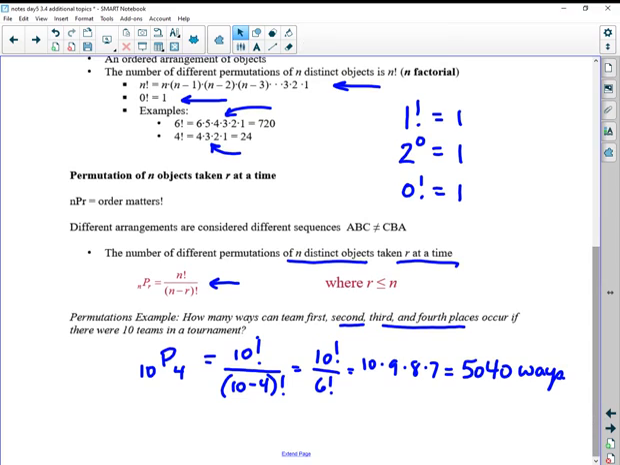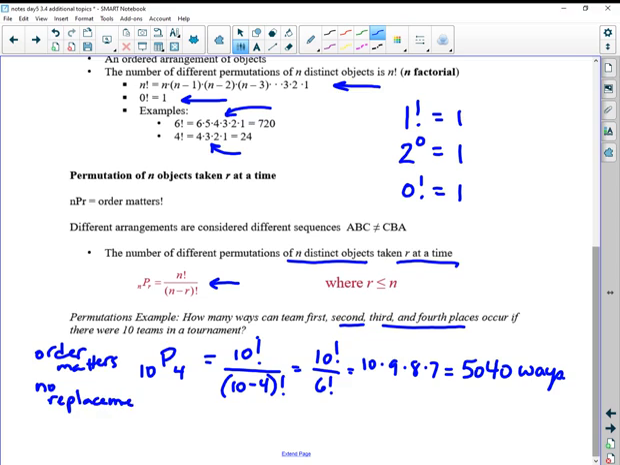And that's because first place is a distinct position. So it's important. If you came in first, that's an important thing. So order did matter. And we saw that there was no replacement because when somebody crossed the finish line, they didn't go back and try to cross it again.